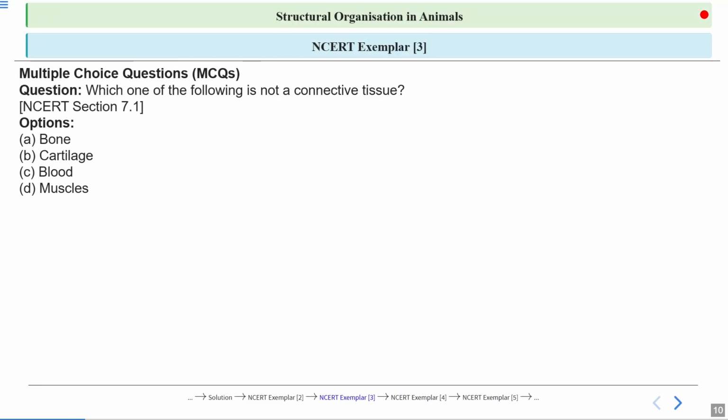Next question. Which one of the following is not a connective tissue? Let us see the options. This question is from NCERT section 7.1. A. Bone, B. Cartilage, C. Blood, and D. Muscles. Not a connective tissue, right?